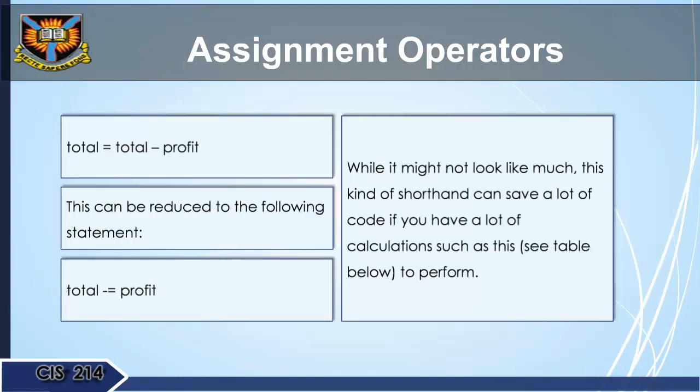Total is equal to total minus profit. This can be reduced to the following statement. Total minus equals profit. While it might not look like much, this kind of shorthand can save a lot of code if you have a lot of calculations such as this. See table below.